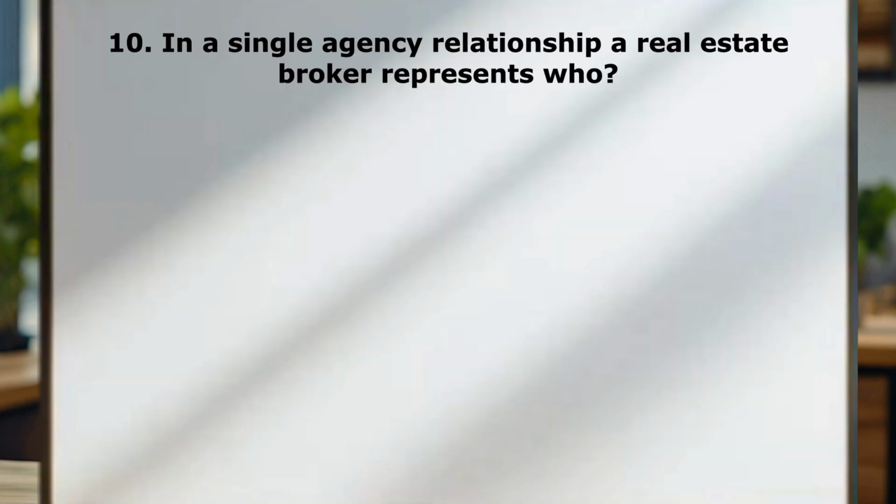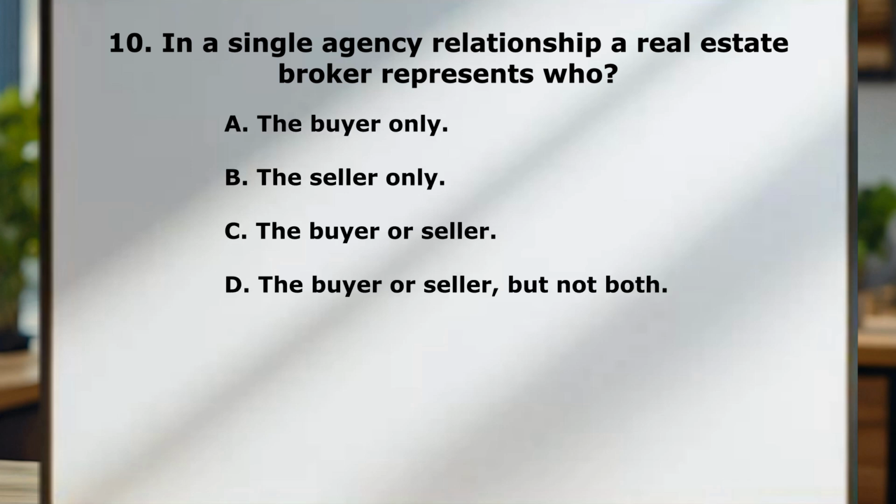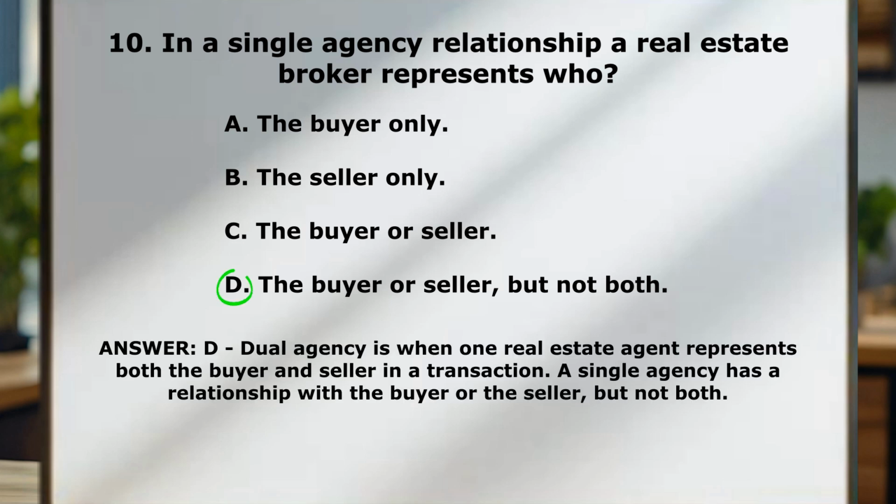Question number 10. In a single agency relationship, a real estate broker represents who? A, the buyer only. B, the seller only. C, the buyer or seller. D, the buyer or seller, but not both. The answer is D. Dual agency is one agent represents both the buyer and seller in a transaction.